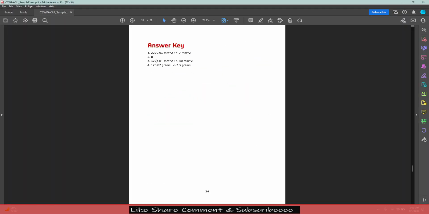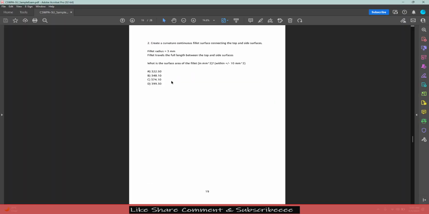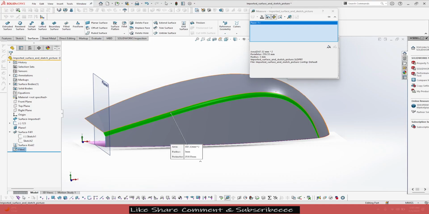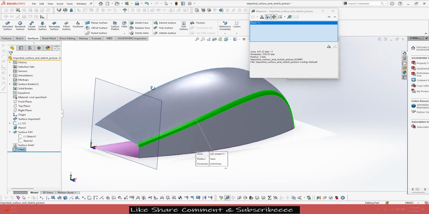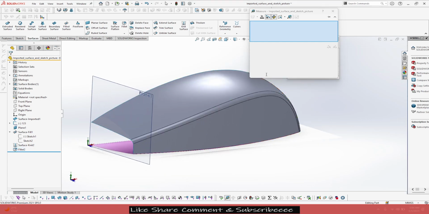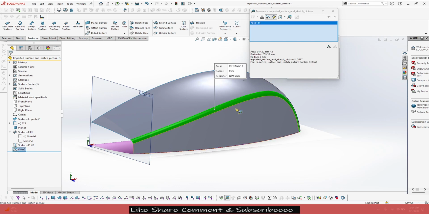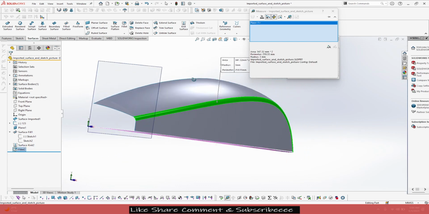Let's go and check the answer. So for the second it is B, which comes out to be 348.1. Ours is 347, so very close. It's within the tolerance also, because they have given plus or minus 10, as you can see. So our answer is pretty much accurate. We can't modify it further to make it exactly 348. Right, so this is all about question number 2.